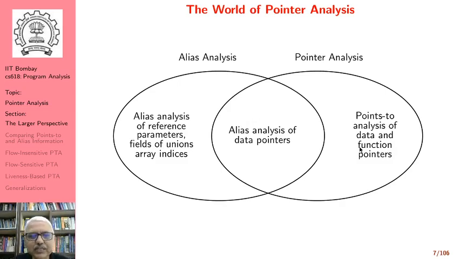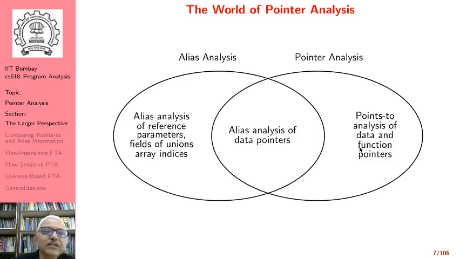By points-to analysis, we say that this pointer points to this location, or this pointer holds the address of this location. By alias analysis, we say that these two pointers hold the same address, and we will compare the points-to information and alias information more precisely as we go along in this particular lecture.